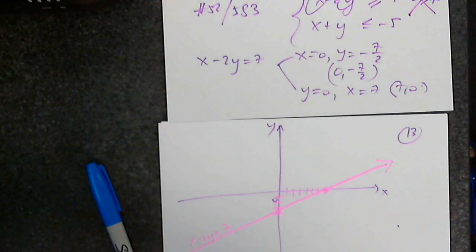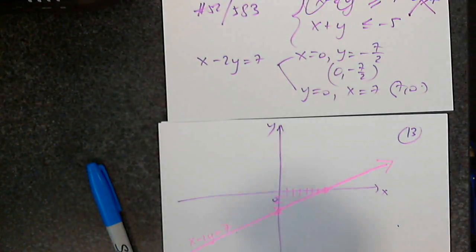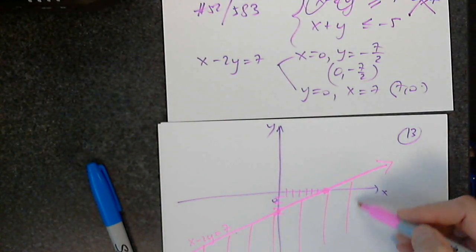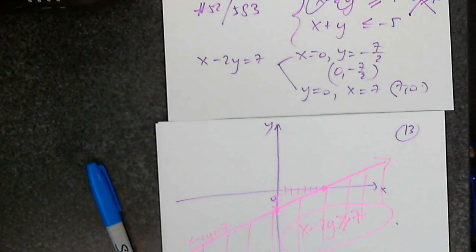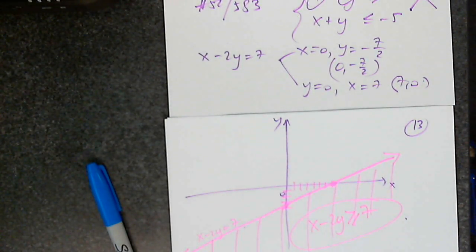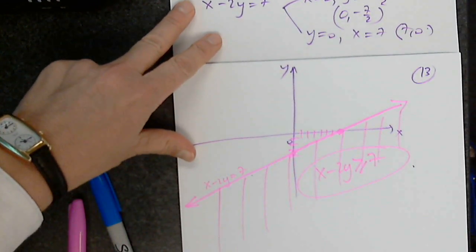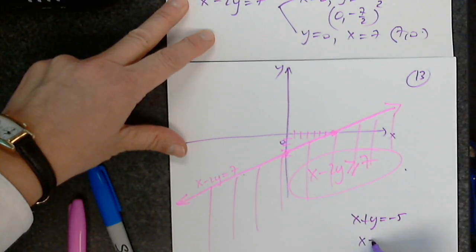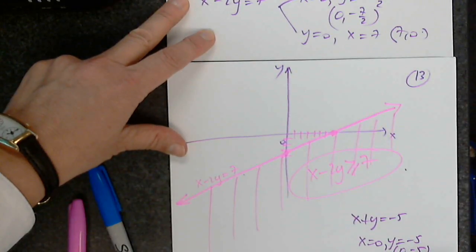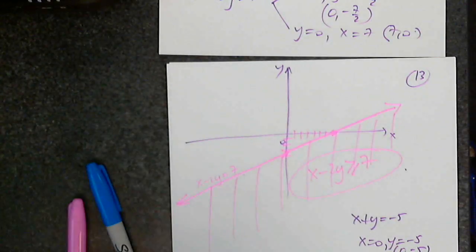Therefore, I have to shade in the opposite. So this is the x minus 2y greater than or equal to 7. I repeat the steps for x plus y equals negative 5. So x plus y equals negative 5. When x is 0, y is negative 5. So 0, negative 5. When y is 0, x is negative 5. So negative 5, 0.